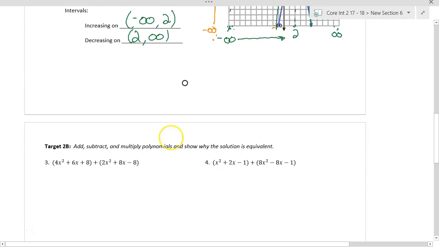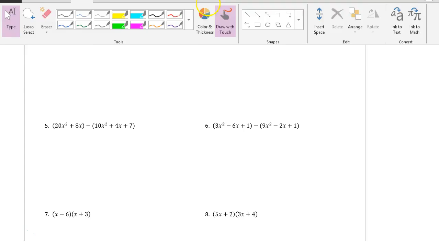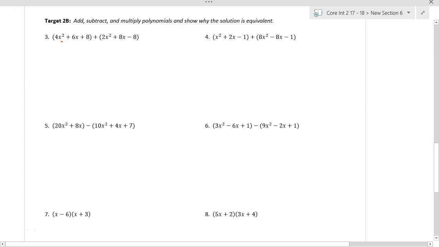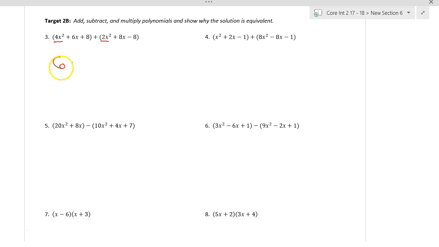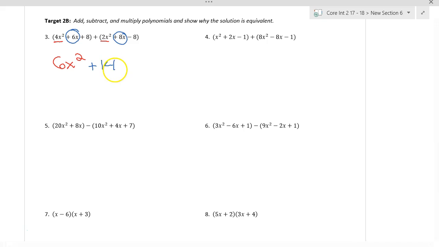Now we're going to be looking at target C, which is all about adding, subtracting, and multiplying. Alright? Looking at number 3, I am simply adding. Remember, with adding, I'm combining like terms. So, I have a 4x squared and a 2x squared. 4 plus 2 is 6x squared. Then I have a 6x and an 8x. 6 plus 8 is 14x.